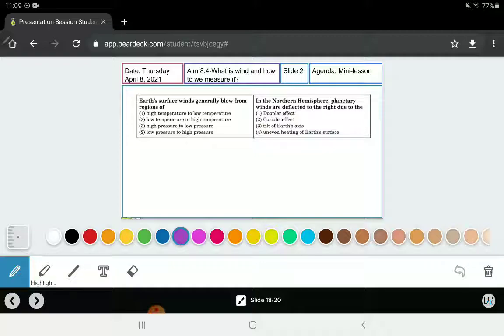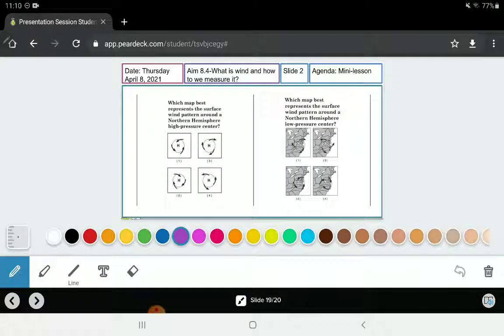And then you guys just have 3 practice questions, 2 on this slide and 1 on the next. Earth's surface winds generally blow from regions of what? In the northern hemisphere, planetary winds are deflected to the right due to what? Then on your second to last slide, which map represents the surface wind pattern around a northern hemisphere high pressure center? And to the right, which map represents the surface wind pattern around a northern hemisphere low pressure center?